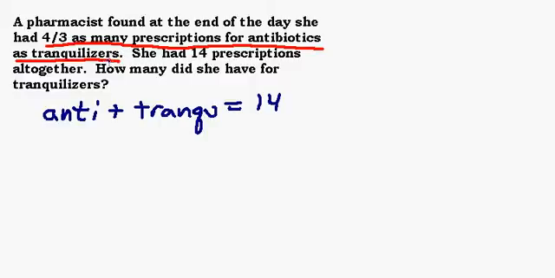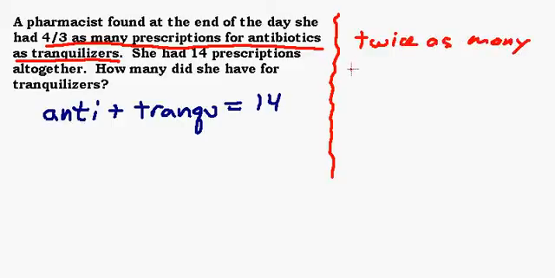Alright, now let's go up and deal with this phrase. I think one of the hardest parts about this phrase is the 4/3. So let's pretend, and this is like a totally separate problem, that it said twice as many. What if it said twice as many prescriptions for antibiotics as tranquilizers? I'm abbreviating a little bit here.